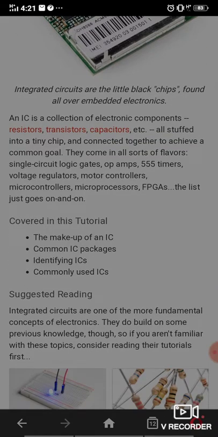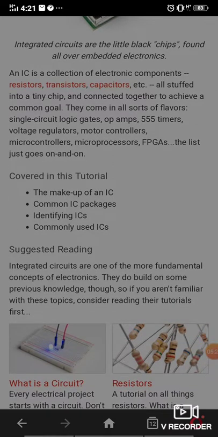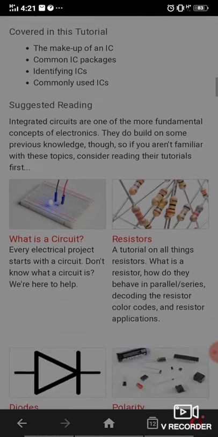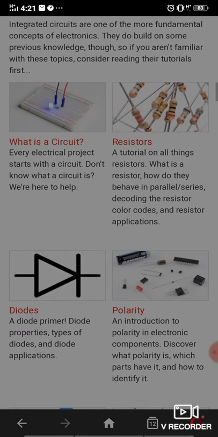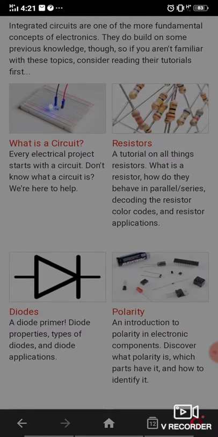Integrated circuits are one of the most fundamental concepts of electronics. They build on some previous knowledge, so if you are not familiar with these topics, consider reading this tutorial first. What is a circuit? Every electrical project starts with a circuit. Don't know what a circuit is? You can also watch my previous video lectures.